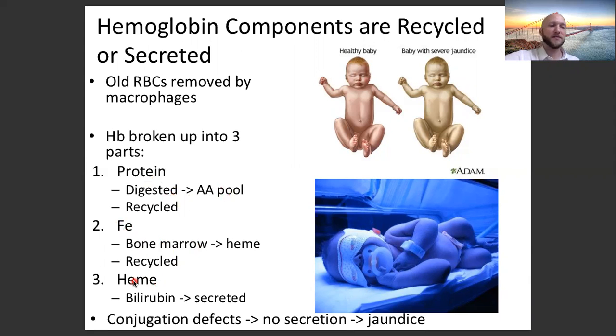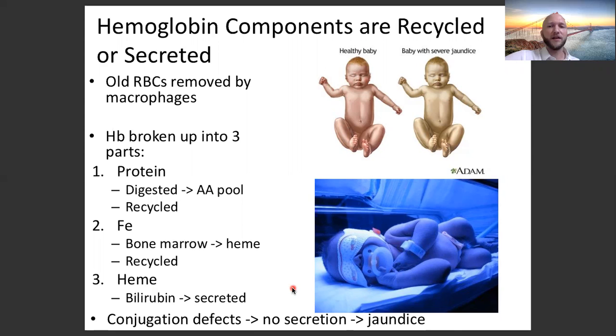This is going to get turned into a molecule called bilirubin, which is a waste product, and it's not water soluble. So it's going to have to bind onto albumin, and it's going to get transported to our liver, where it's going to undergo something called conjugation. Conjugation is going to make it more water soluble, and it's going to allow us to remove it from our bodies.